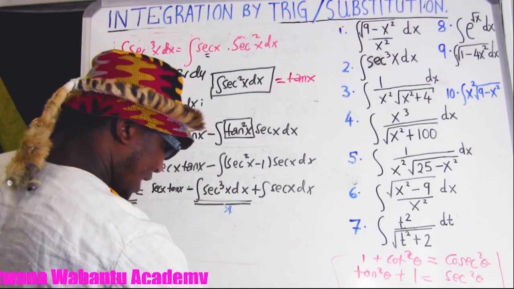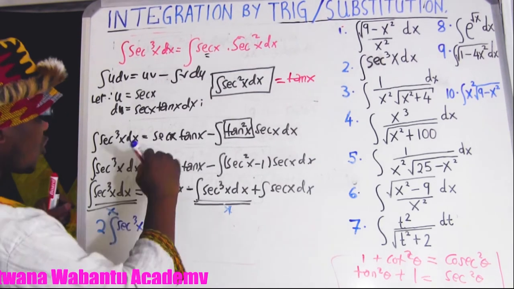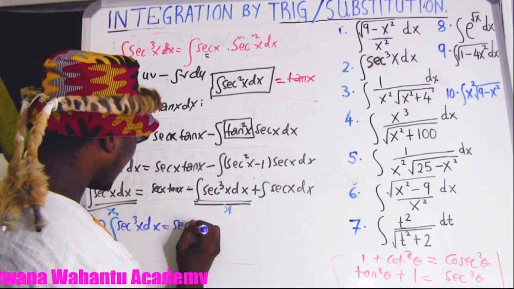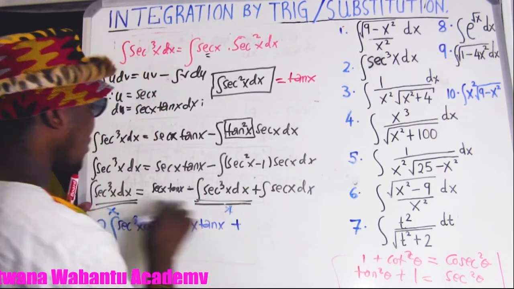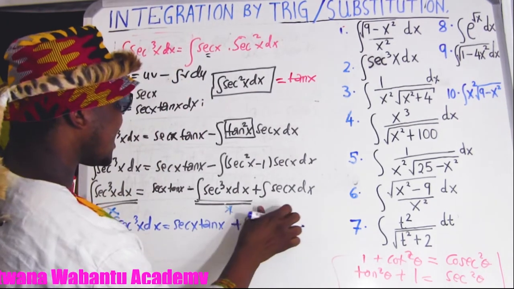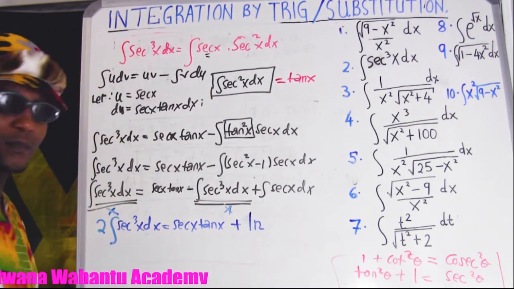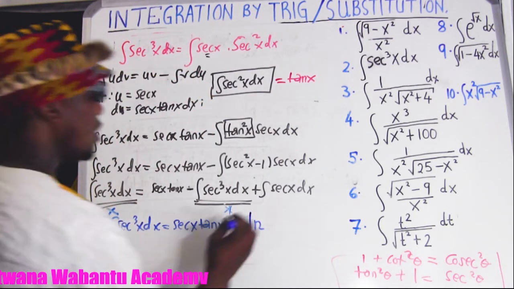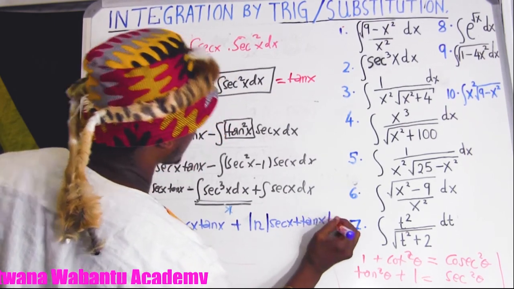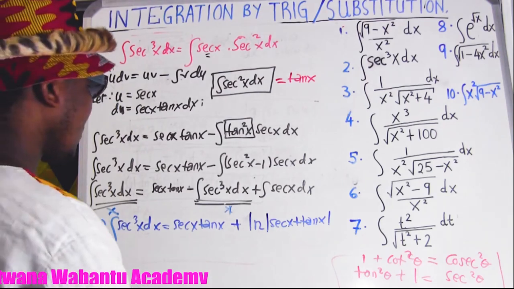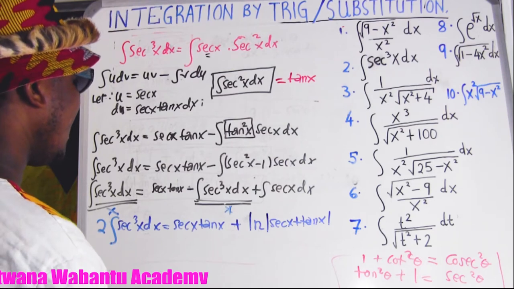Oh my god, my pen, sorry guys. On the right-hand side I've left you sec x tan x, plus now, because this went over. When you integrate sec, you get ln of sec plus tan. When you integrate sec, you get ln sec x plus tan x.